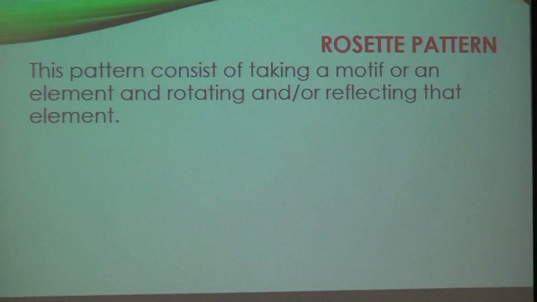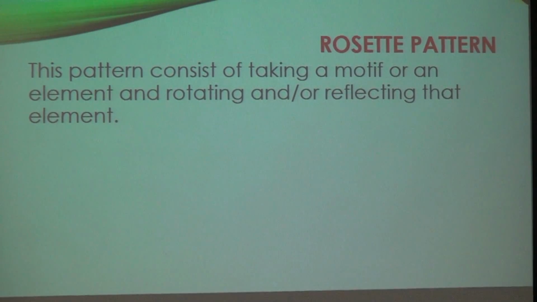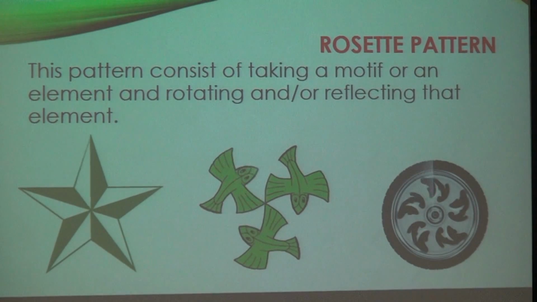So by the term rose, no? So rose, the petals of a rose in the form of circular motion. So we want to rotate a motif to form the rosette pattern. An example of a rosette pattern is this, the DLSU star.